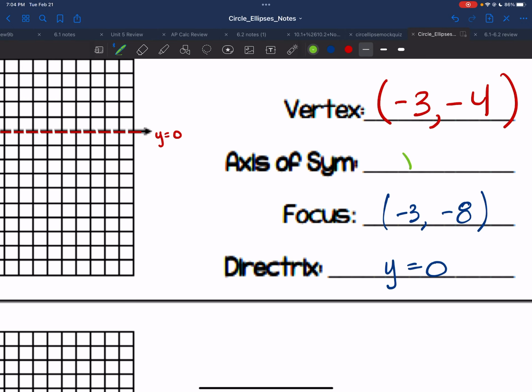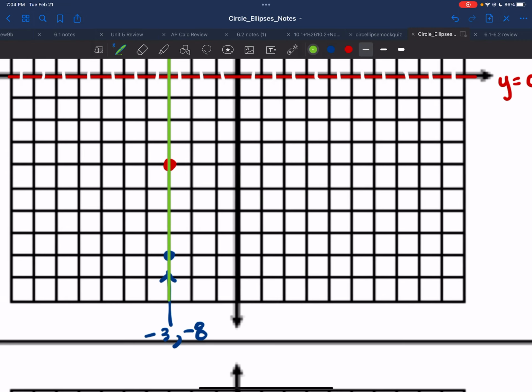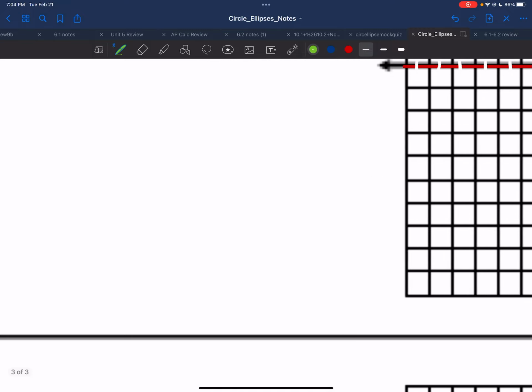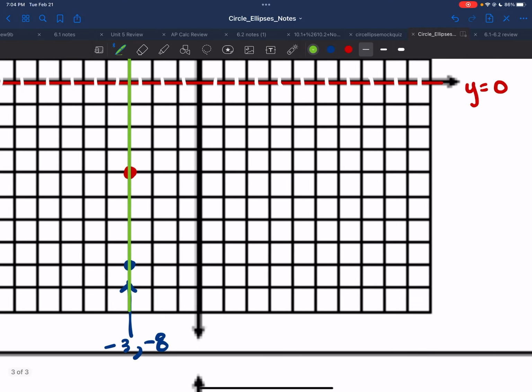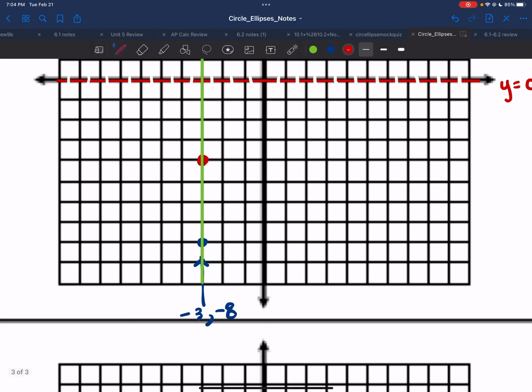Okay, so now we've got to get going drawing this. And remember that our p value was 4. So we want to go 2p on either side from my focus. So 1, 2, 3, 4, 5, 6, 7, 8. That's 2p. 1, 2, 3, 4, 5, 6, 7. Oops, we're off, but that's okay. We can still do it. All right, so that is how wide this particular parabola needs to be.